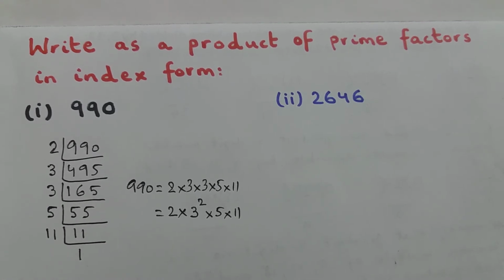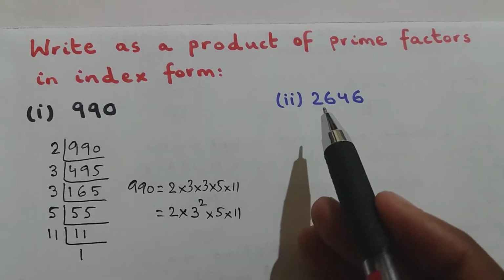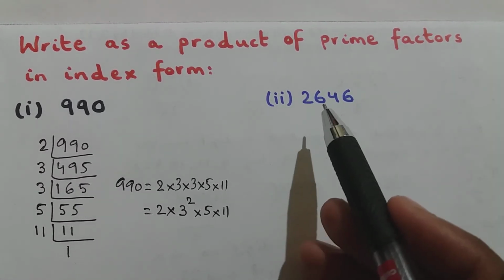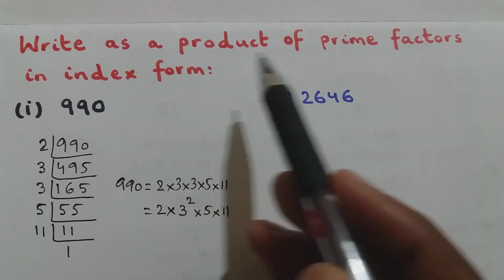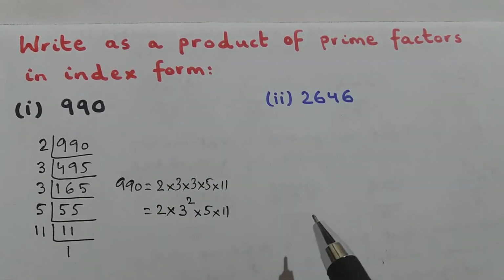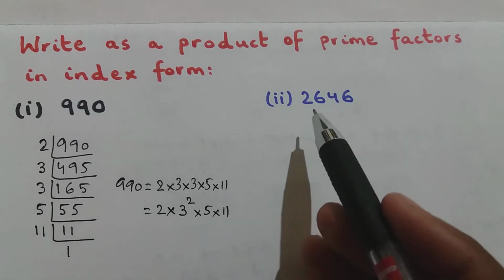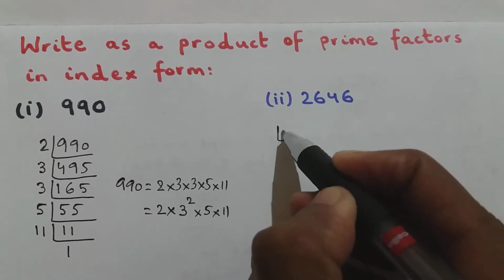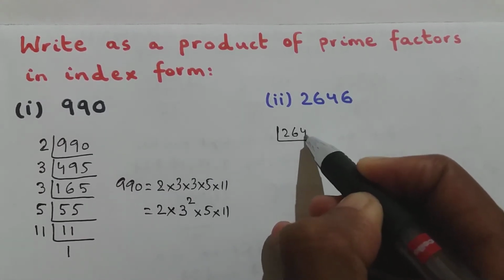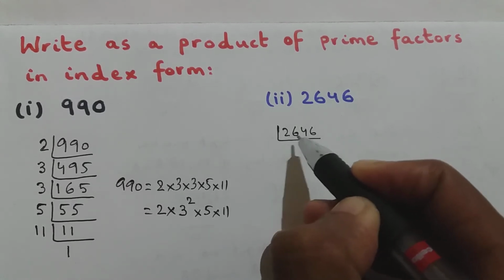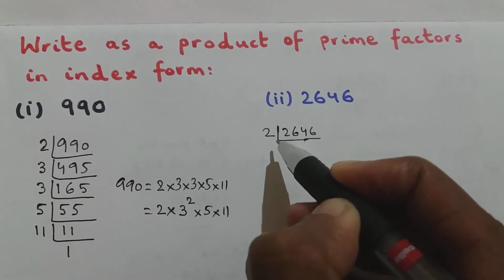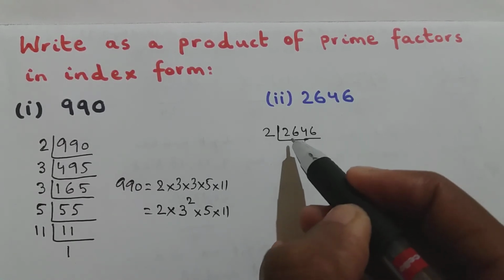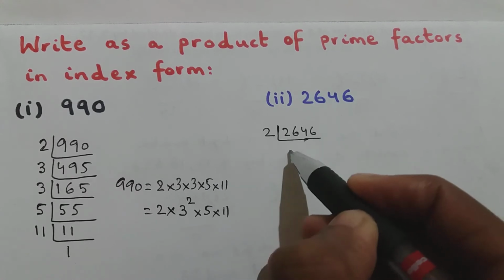Now let us go to the second number, which is 2646. So we have to write 2646 as a product of its prime factors in index form. So for that we have to do the prime factorization of 2646. Now 2646 is divisible by 2. So I will divide 2646 by 2. So when I divide 2646 by 2, what do I get?